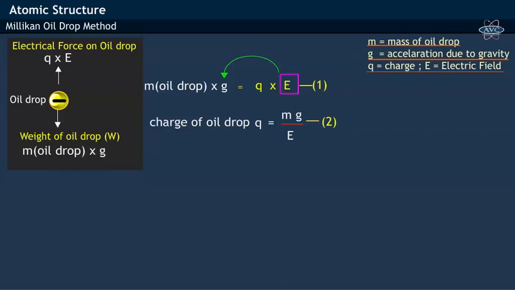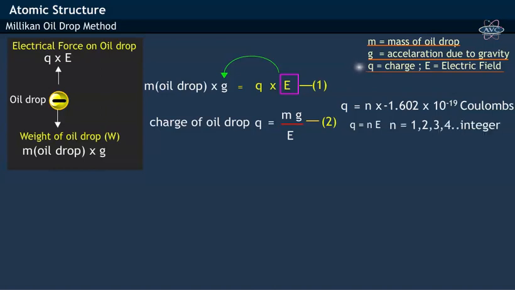Millikan found out that the electrical charge on oil droplets was equal to integral multiple values of negative 1.602 times 10 to the power of minus 19 coulombs, that is Q equals N e. Here Q refers to the charge, while N is the integer which takes values 1 to 4.